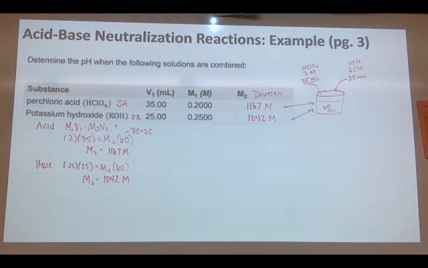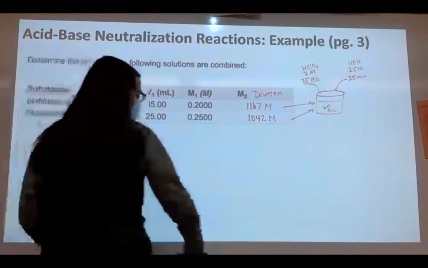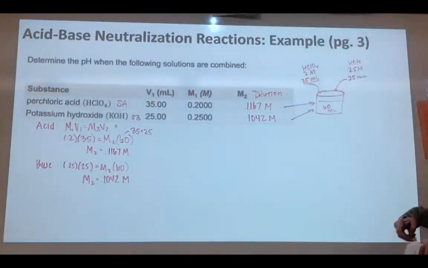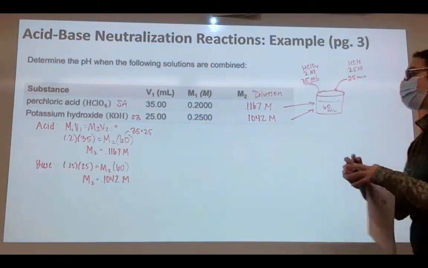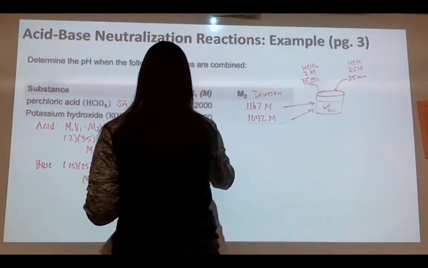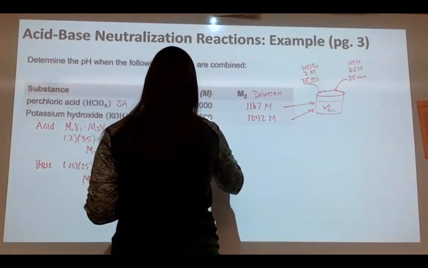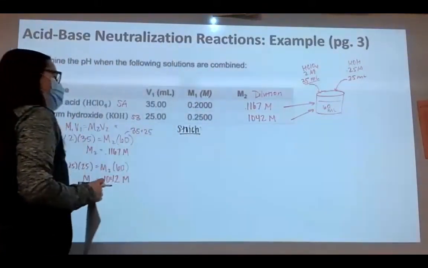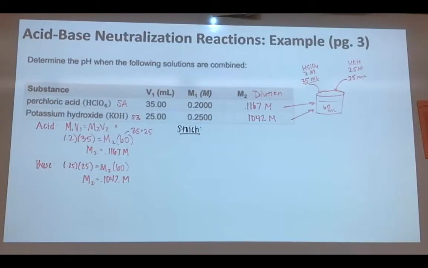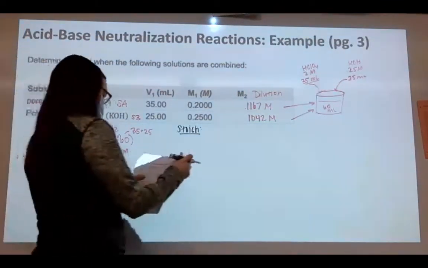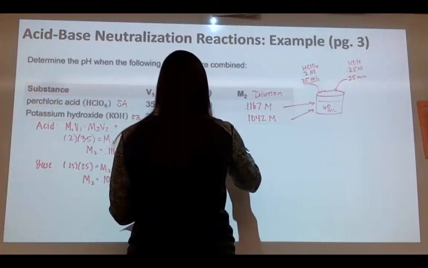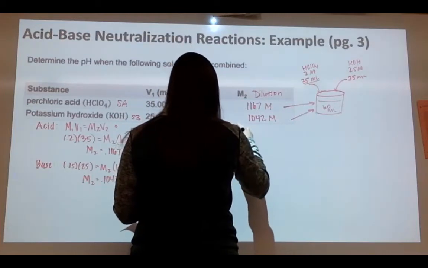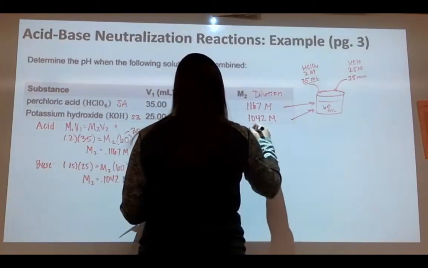So now we've accounted for adding volume to volume. Now what we want to do is look at the stoichiometry that's occurring. After we account for volume to volume with the dilution, we want to look at the stoichiometry. Now I want to review net ionic equations. So we have HClO4. Remember, acids and bases are aqueous.